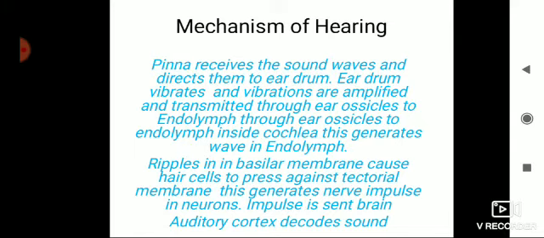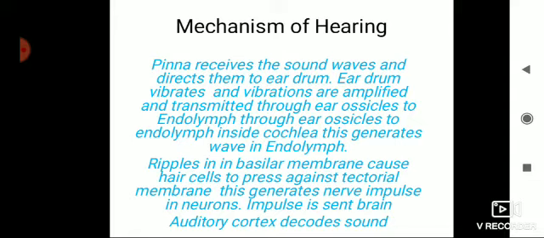Now the last part is the mechanism of hearing. The ear pinna, which is external, receives the sound waves and directs them to the eardrum. Eardrum is nothing but the tympanum. It is vibrated. Vibrations are amplified by the ear ossicles. Which are the ear ossicles? Incus, malleus and stapes.